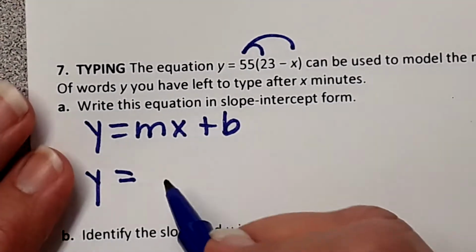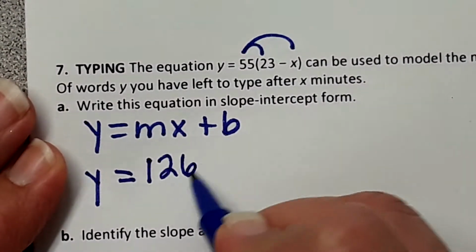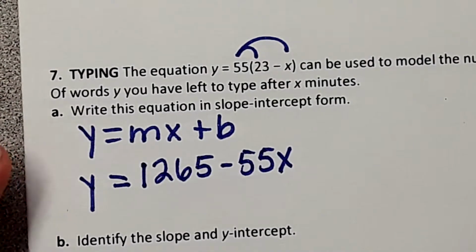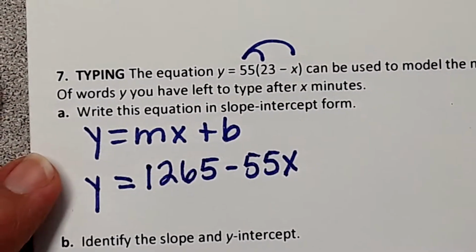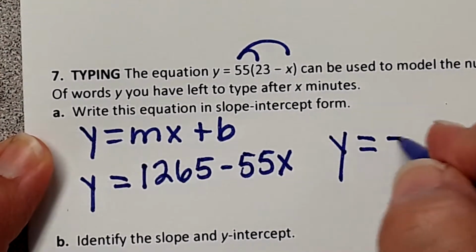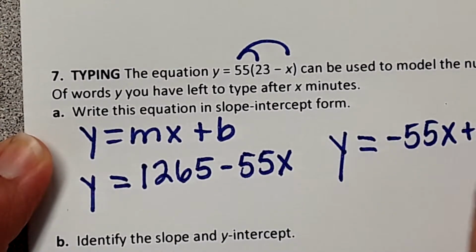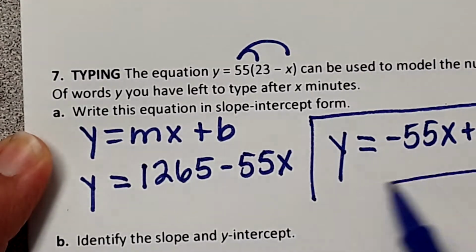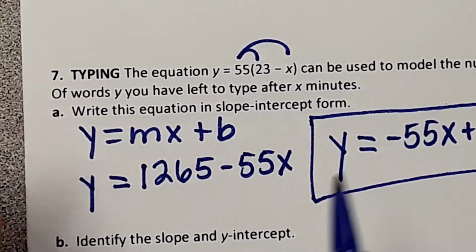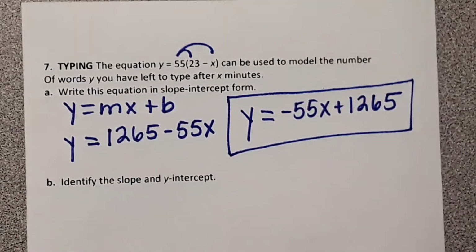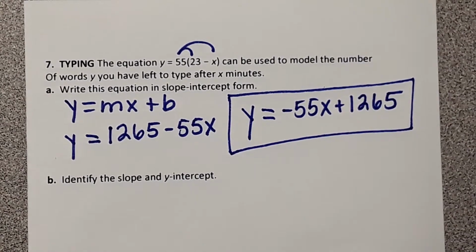So I get 1,265 minus 55x. But that is not technically in slope-intercept form, so we're going to rewrite it. y equals negative 55x plus 1,265. So that's part A. Part A is write it. I used the distributive property and then I switched it. Oh, you guys can't see that. Sorry.